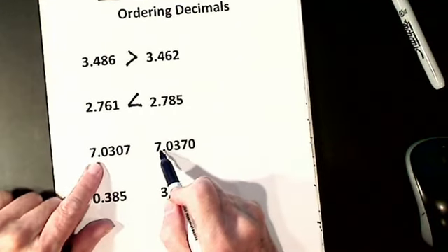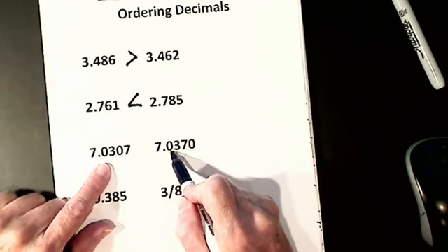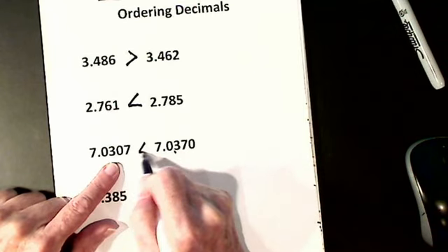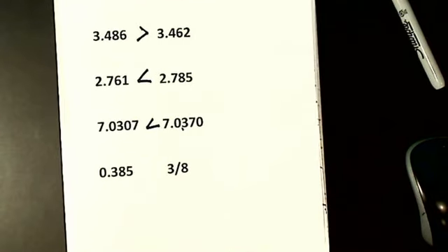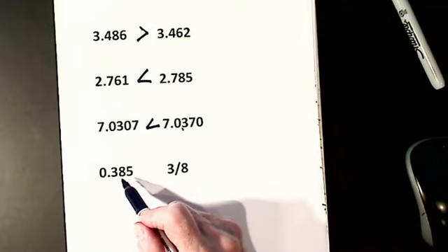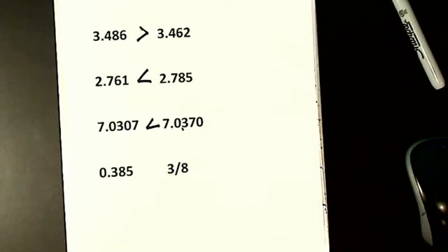We'll do another one. My 7's match, my 0's match, my 3's are equal. 0 is less than 7, less than. The only thing that might be a little tricky, because we finished fractions, is how do I tell whether 385 thousandths is less than or bigger than 3/8?